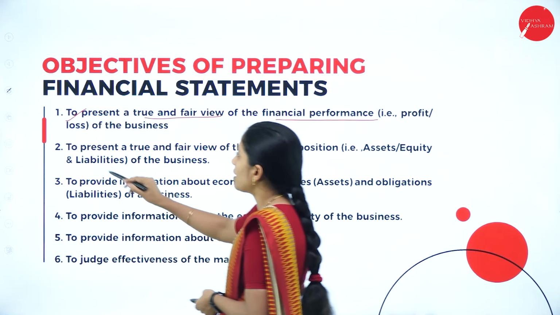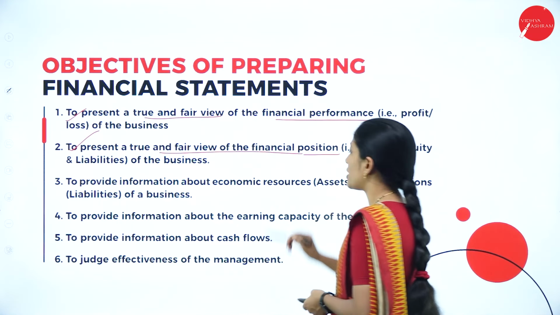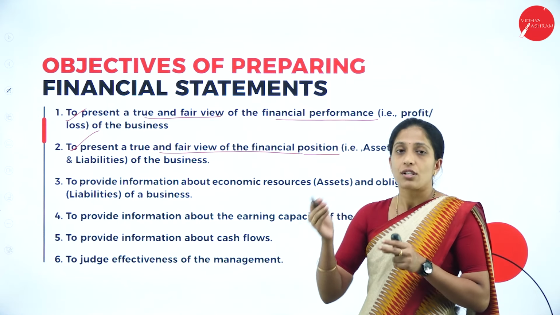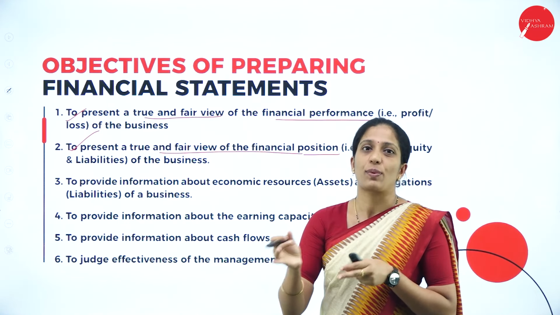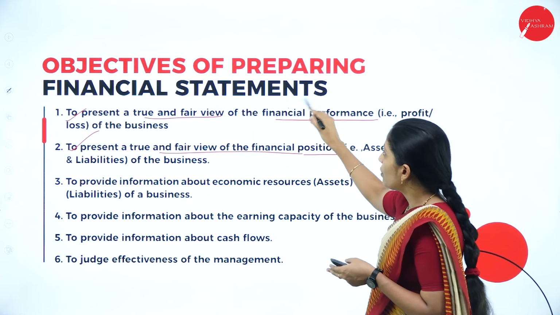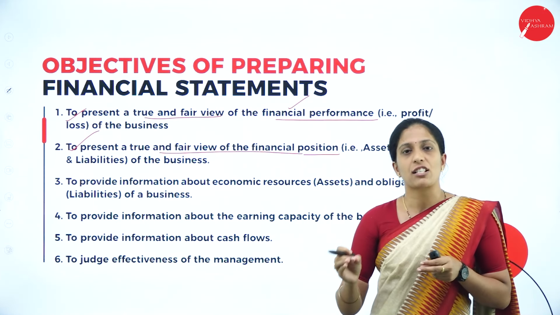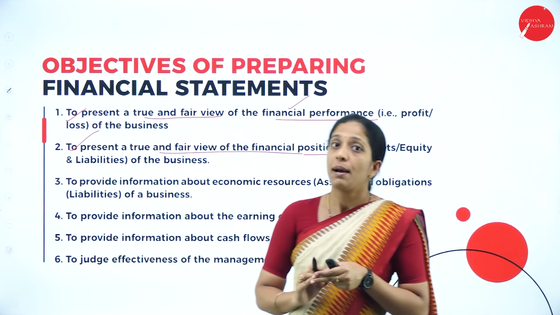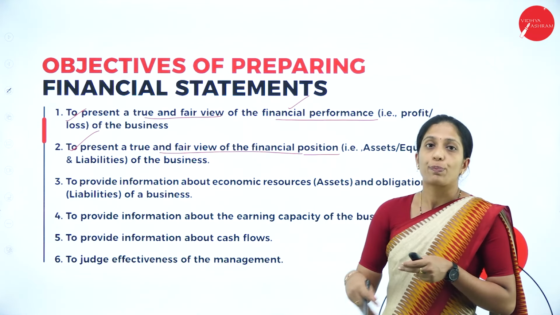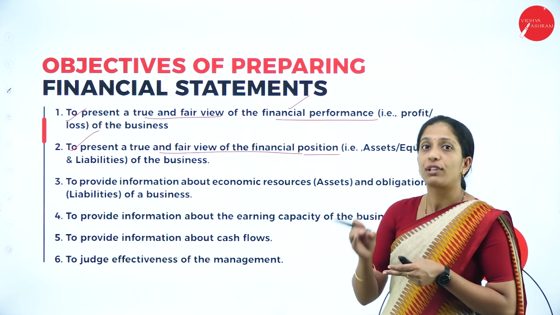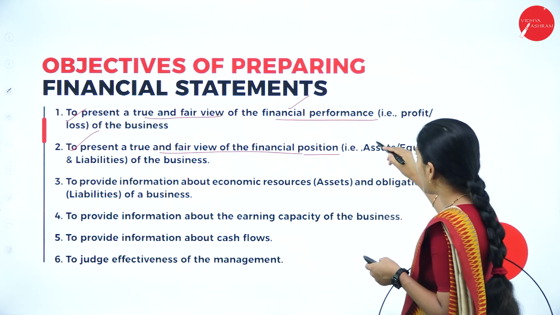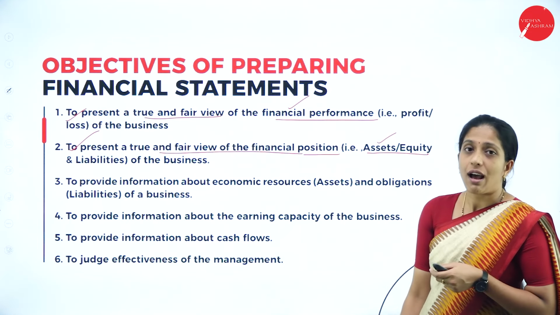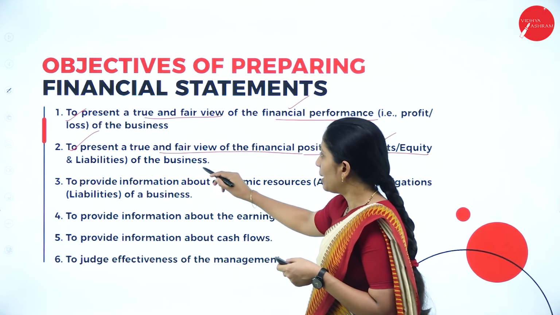And the second one is to present a true and fair view of financial position. So what does financial position mean? By preparing the balance sheet, we will come to know the value of assets as well as liabilities. Financial performance is known by preparing the statement of profit and loss, where we learn the exact profit or loss of the business. But the second objective is to present a fair and true view of financial position, which can be ascertained by preparing the balance sheet, where we will come to know about the assets, equity as well as liabilities of the business.